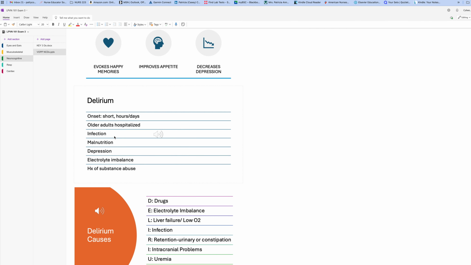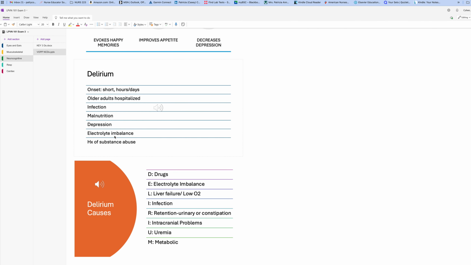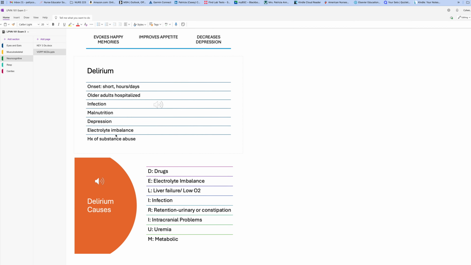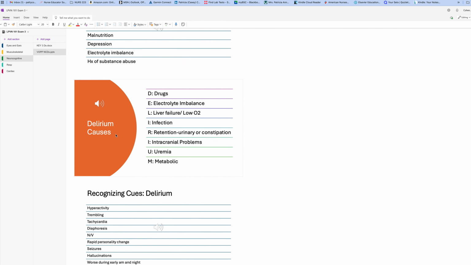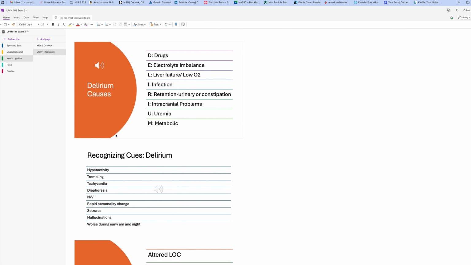Okay, delirium onset is short. Older adults that are hospitalized are particularly at risk. They could have infection, they could become septic, they could be malnourished, depressed, have electrolyte imbalances, or a history of substance abuse. So those are all the risk factors. Causes include drugs, electrolyte imbalances, liver failure, infection. So remember that retention, urinary or constipation, intracranial problems, uremia, metabolic problems.